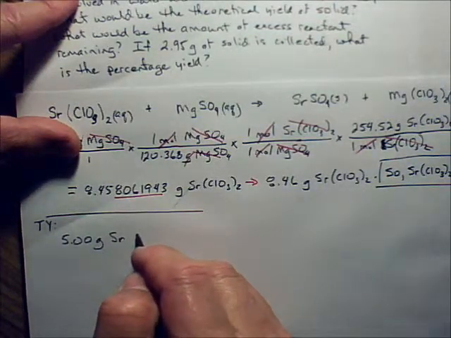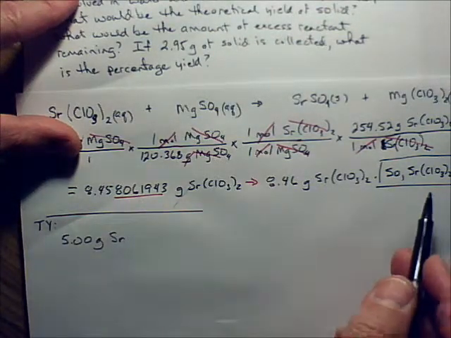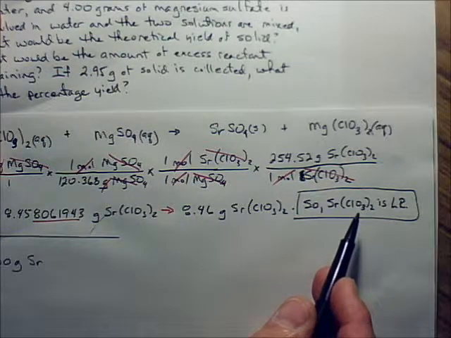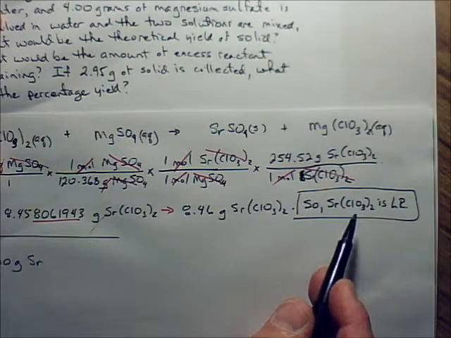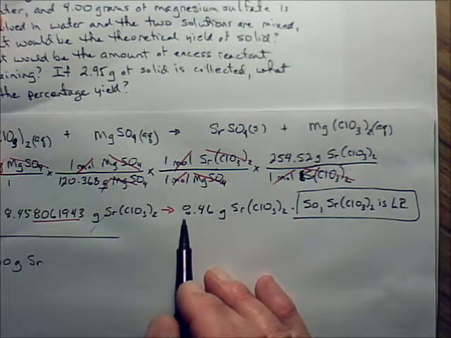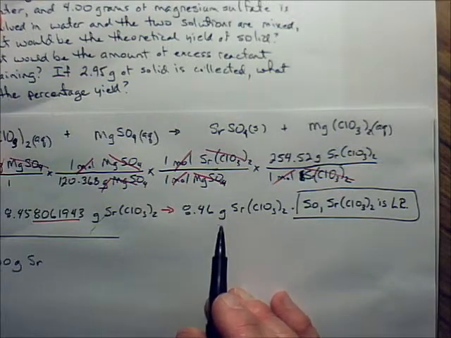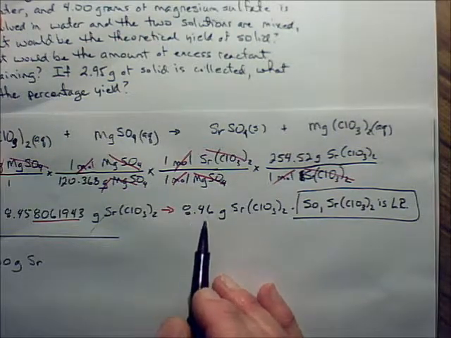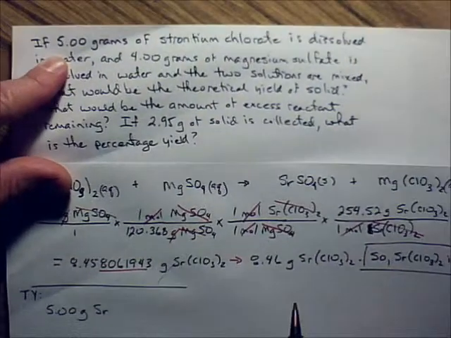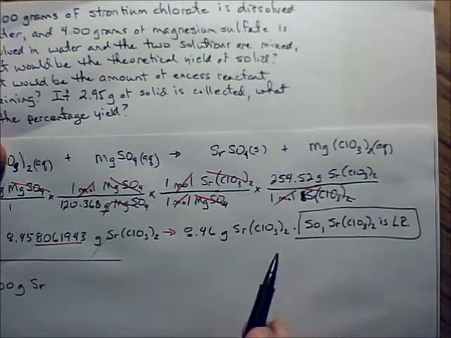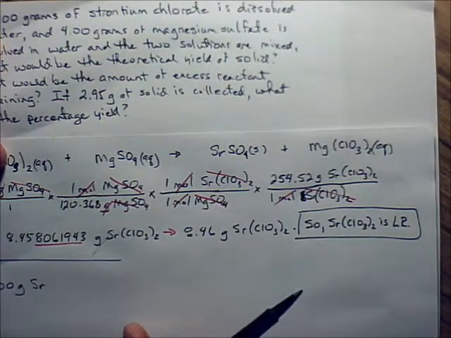Why? Because strontium chlorate, what's the 8.46 if you have 5? We don't. We're done with that. Once we get this number and see that that number is greater than the amount that you're given, you know this is the limiting reactant. We don't do anything else with that number.